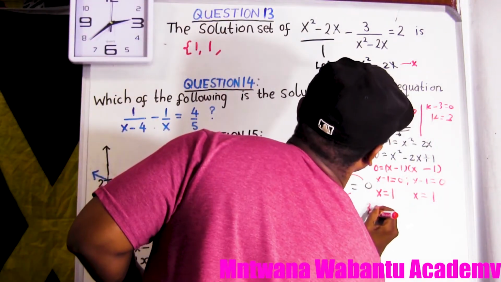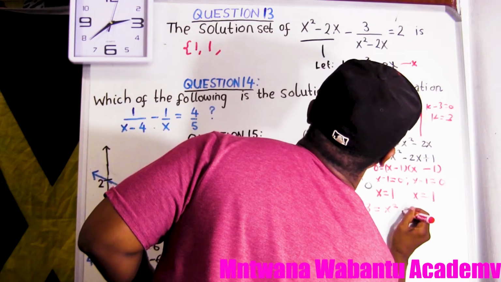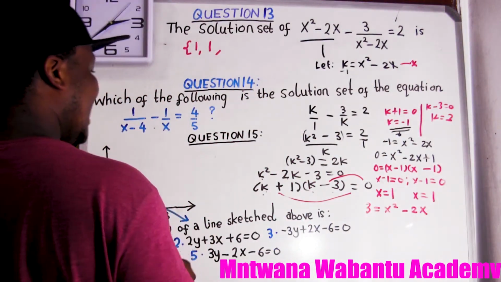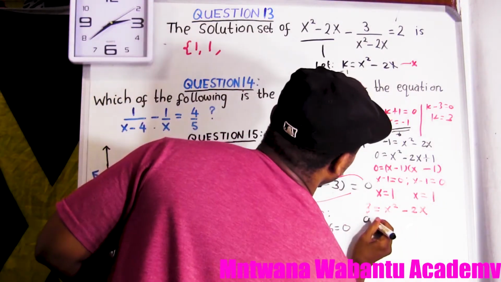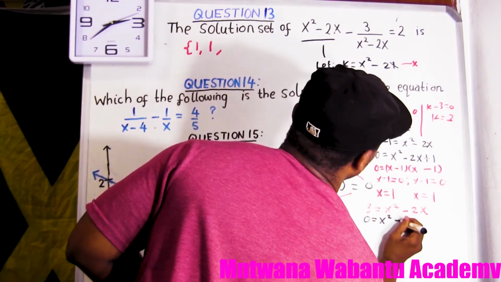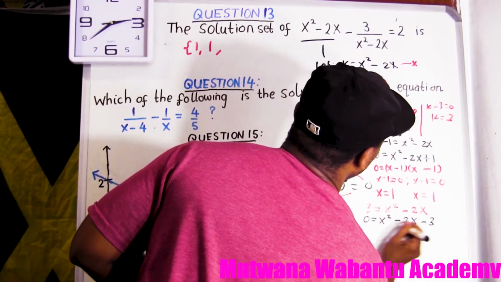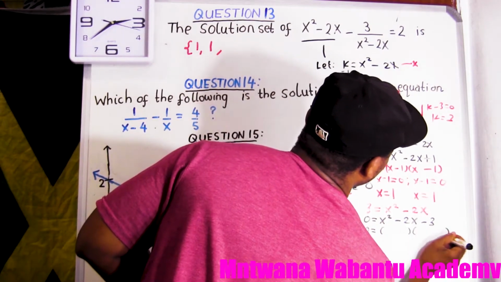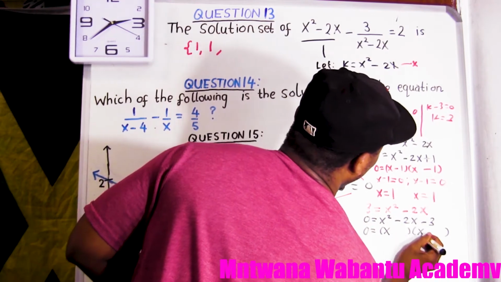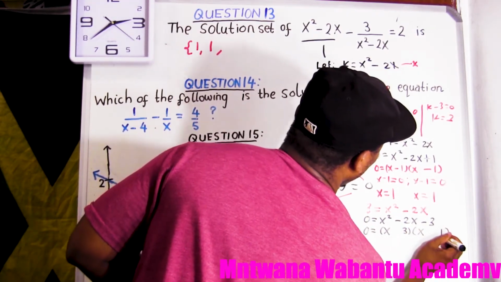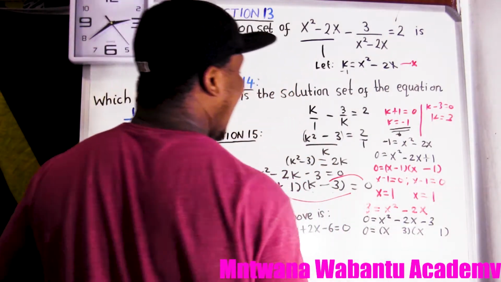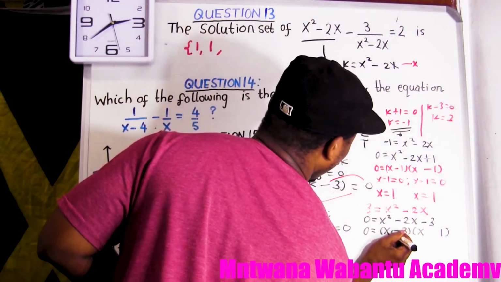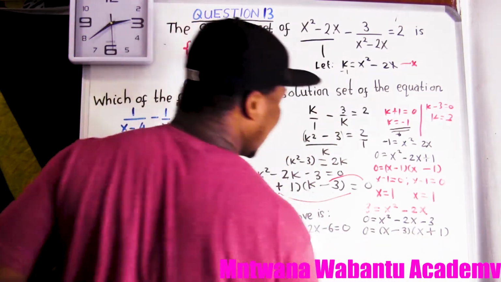This is going to be 3 equal to x squared minus 2x. Take everything to one side, so it's going to be 0 equal to x squared minus 2x minus 3. We can say 0 equal to brackets. To get x squared, this must be x, this must be x. To get negative 3, one must be 3 and one must be 1. 3 times 1 equals 3. Now let's go to the sign. Since the middle one is negative, this must be negative and this must be positive.